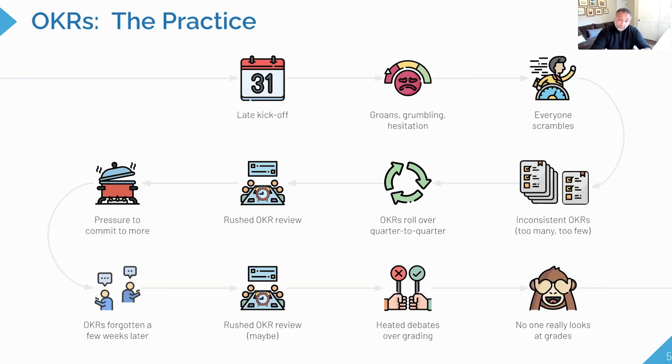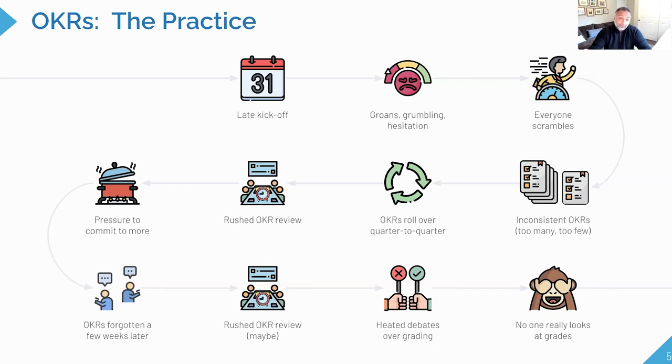And then towards the end of the quarter, you have the grading. And the grading is almost always contentious. There's heated debates. Teams feel like the grades reflect on their performance, their efforts. There's an inflation of grades as teams try to be more optimistic with where they were at. But after all this heated debate, they have the grades.